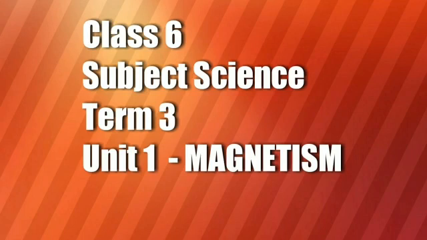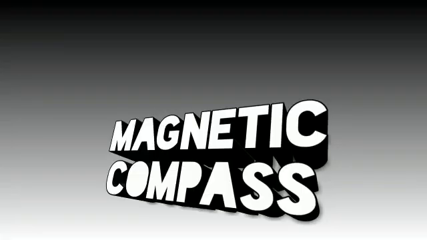In the previous session, we studied what a magnet is and the different shapes of magnets, then magnetic and non-magnetic materials, magnetic poles and finding directions with a magnet. Today, we are going to continue with the different properties of magnets. First, we are going to see the magnetic compass.